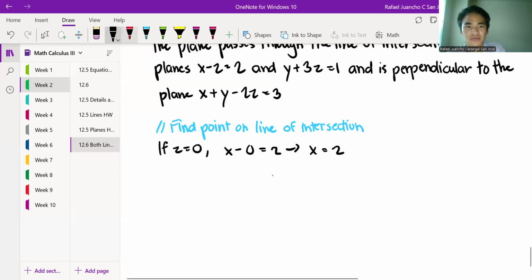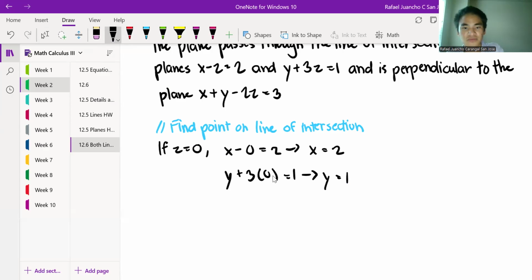Another one is this. So I got this idea from here. And then another idea is this one here. If I make z 0, I can find a value for y. y plus 3 times 0 equals 1. And so y is 1. And so a point on the line and both of the planes.